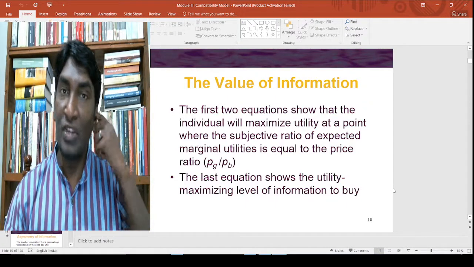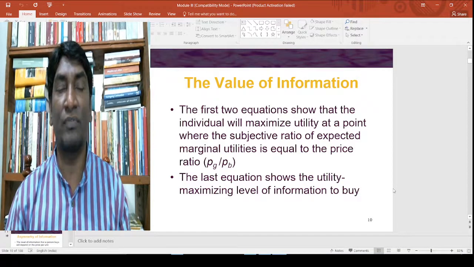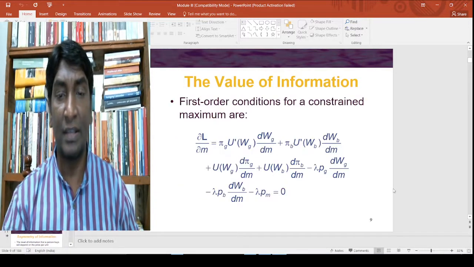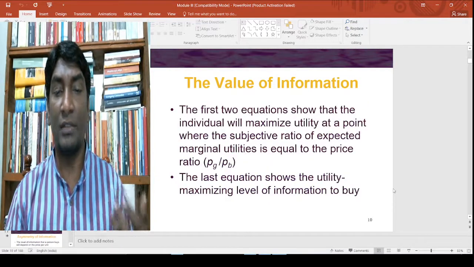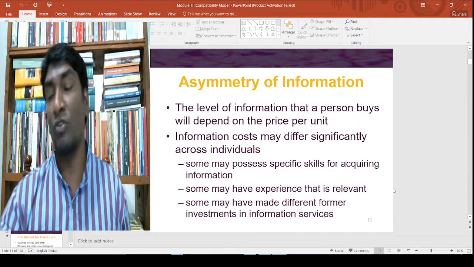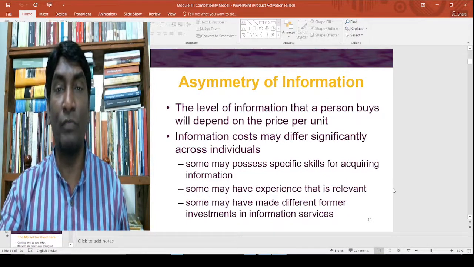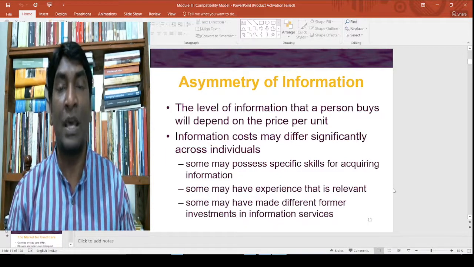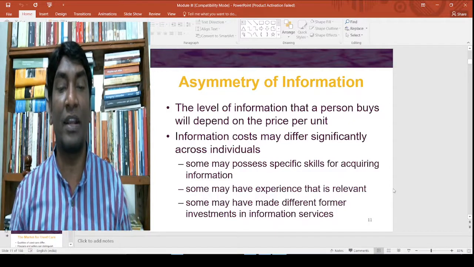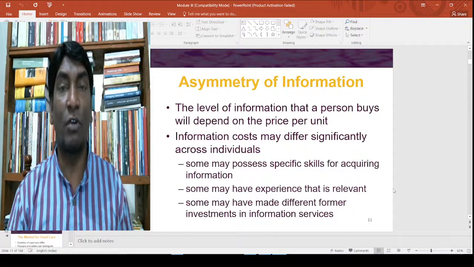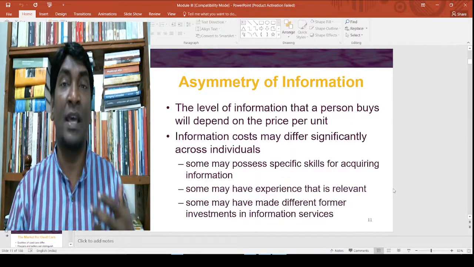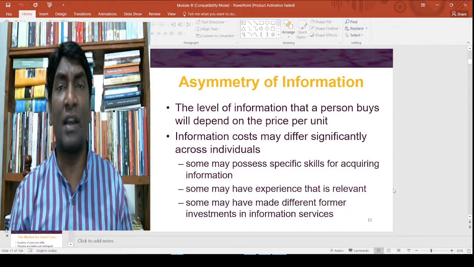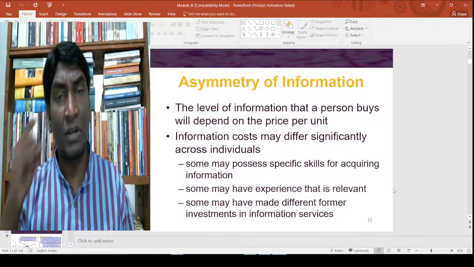That is, your good information and your bad information is going to give you a kind of maximization in that sense. The last equation, that is the second one, shows the maximizing level of information to buy. So how much you have to buy would be understood from this particular equation. Then the level of information that a person buys will depend on the price per unit of that information, and information cost may differ significantly across individuals. Some may possess specific skill for acquiring information, some may have relevant experience, or some may have made different formal investment in information services, etc. So these are the mechanisms in which information makes its own relevance.